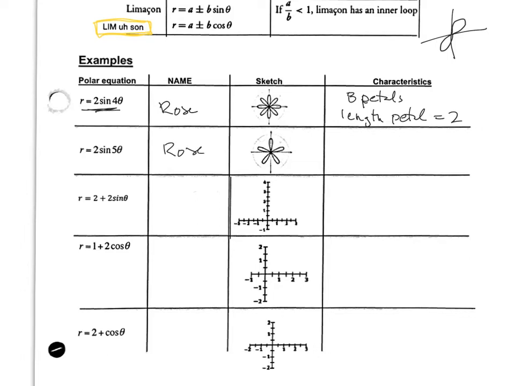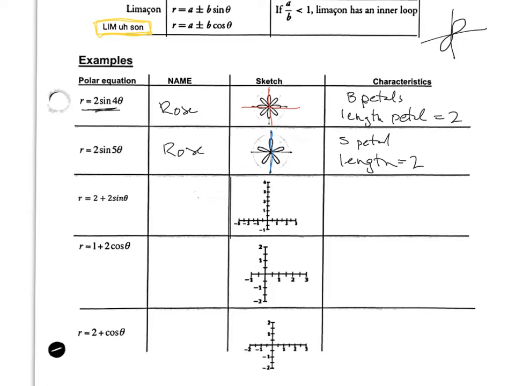You can see sometimes when you have odd or even, it sort of changes. Even numbers always are symmetric with both axes. Odd numbers will be symmetric with one axis. Because this one has a sine in it, it's symmetric with the y-axis, so that one petal is actually cut in half by the y-axis. This one has 5 petals because it's odd, the same number in front of the theta. And of course, the length of each one is the number in front, which is a 2.